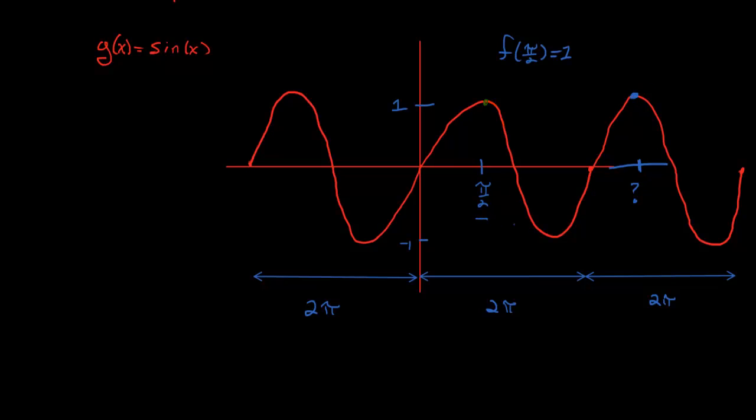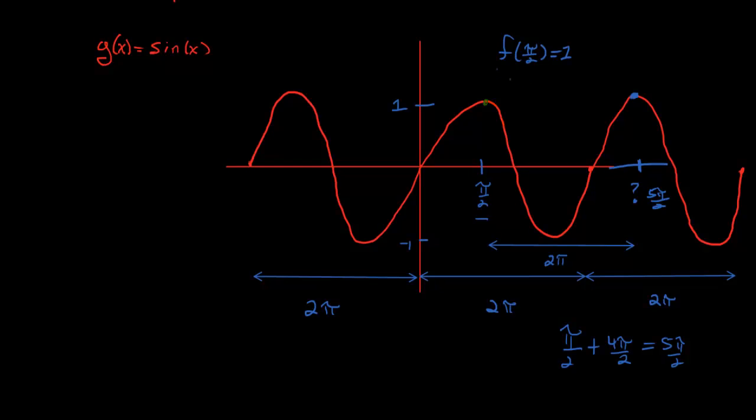If we take pi over 2 and we add a period of 2 pi, so this will be 2 pi as well. So if we take pi over 2 and add 2 pi, so pi over 2 plus 4 pi over 2, which is another way of writing 2 pi. This equals 5 pi over 2. So that question mark is 5 pi over 2.